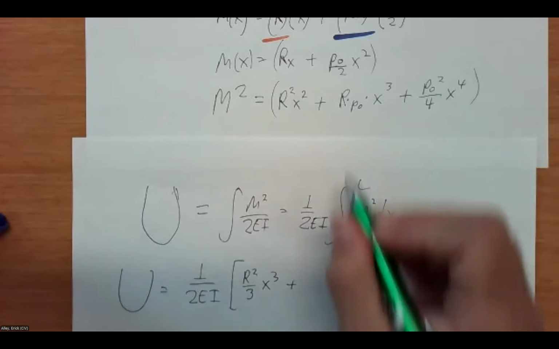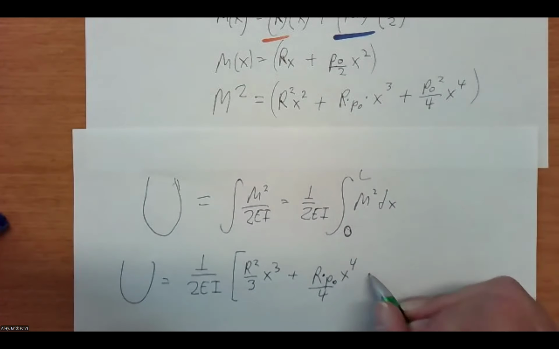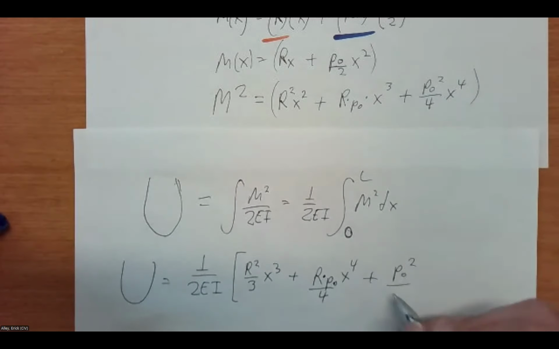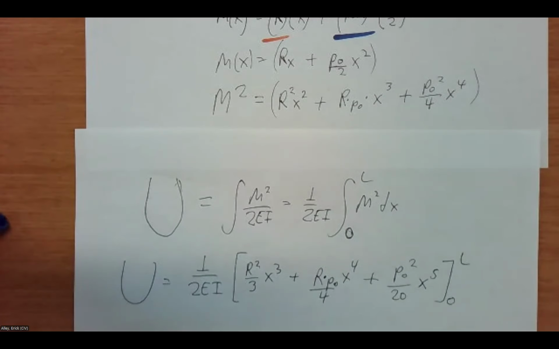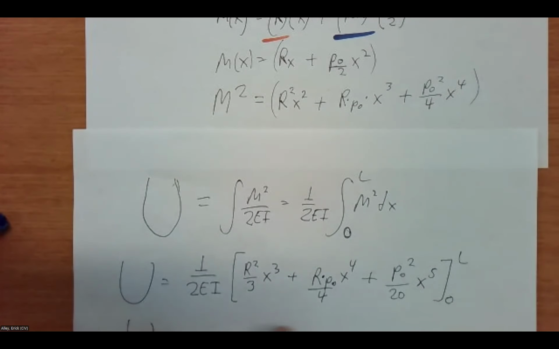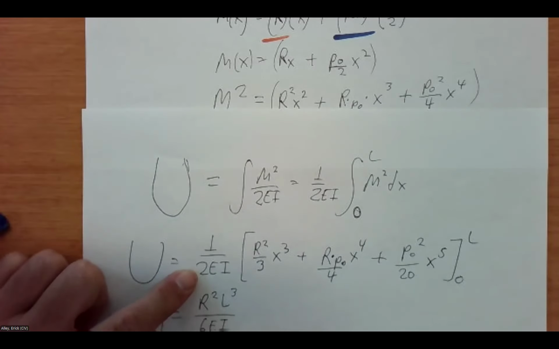Right? And then we've got an R times P naught, and then I've got an X to the 4th, so I've got a 1/4 in front of that. And then I've got this guy over here, a P naught squared. It's going to be over 20 now. 4th, and then the 5 comes down to join it, X to the 5th. And all that's from 0 to L. Everything's times X in there, so just plug the L in. It's not too bad. So I've got R squared, L cubed, and we're just going to add in this stuff here. So we've got 2 times 3, 6 EI on the bottom.